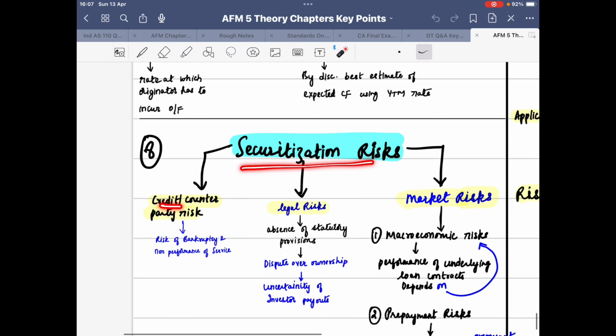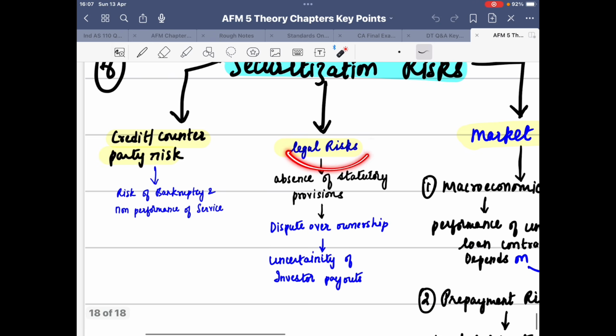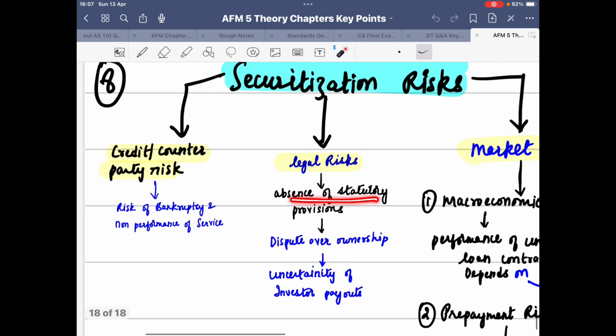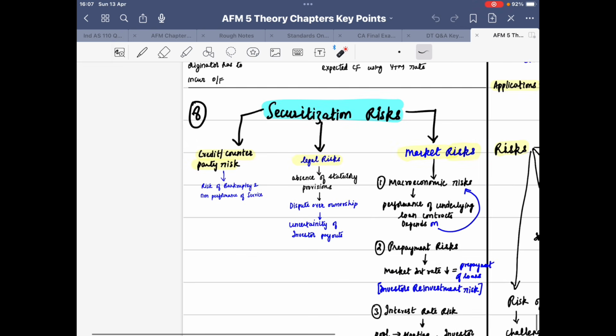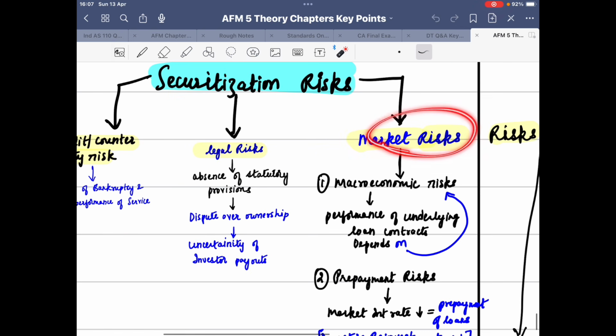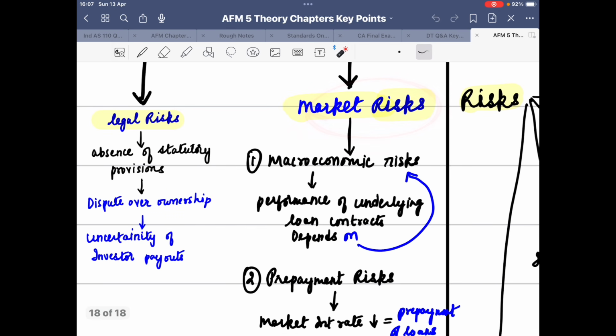Securitization risk: credit or counterparty risk, risk of bankruptcy and non-performance of service. Legal risk: absence of statutory provisions, dispute over ownership, uncertainty of investor payouts. Market risk, macroeconomic risk: performance of underlying loan contracts depends on macroeconomic risk.